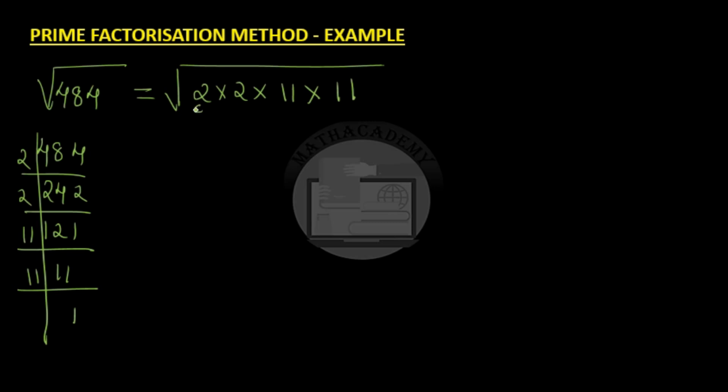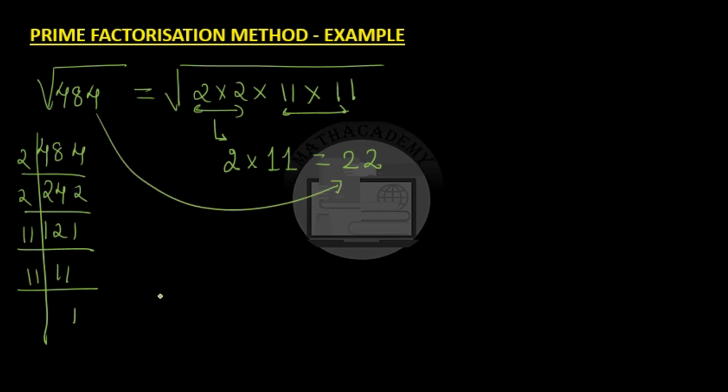Fine. Let's pair the factors, and out of each pair we will take one factor out. So one 2 comes out of the square root sign and one 11 comes out of the square root sign. 2 times 11 gives us 22. So the square root of 484 is 22. I hope this technique of finding the square root of a number is very clear to everyone. Now, it also helps us to determine whether a given number is a perfect square number or not.